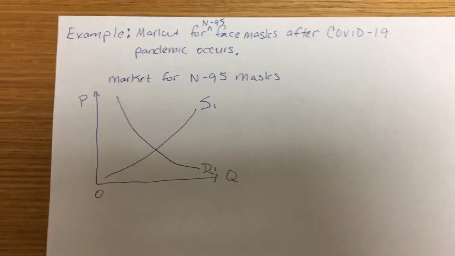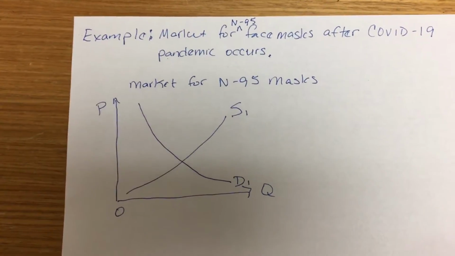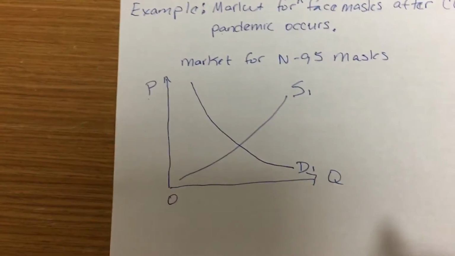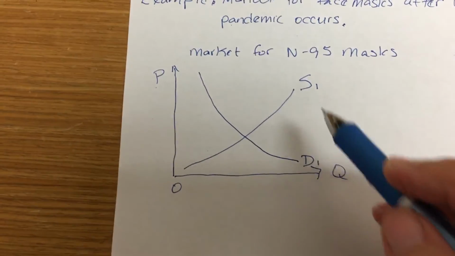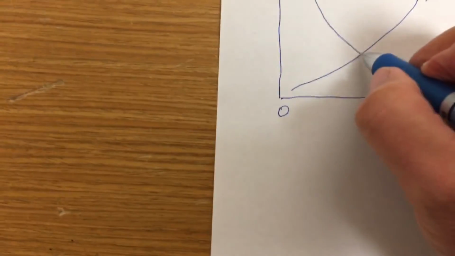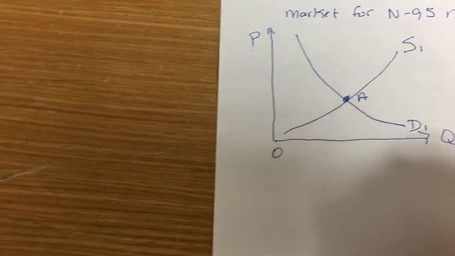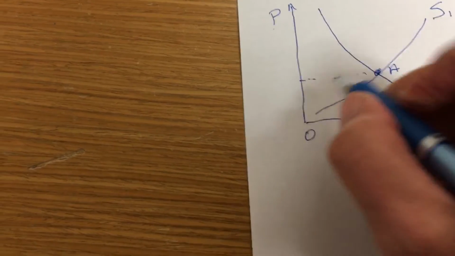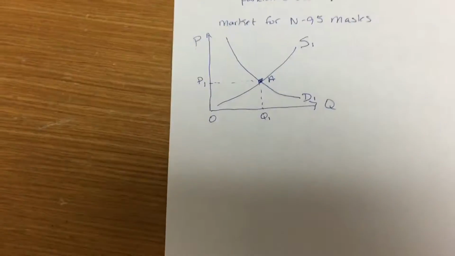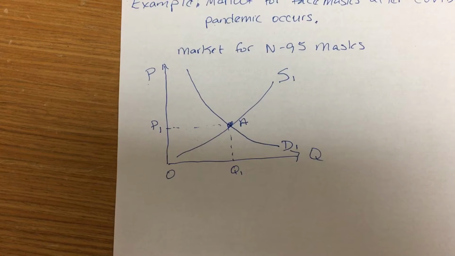So notice Yoda has already started drawing a graph, so we're looking at the market for N95 masks, and he's already set up price on the vertical axis, quantity on the horizontal axis. We have supply and demand. Let's go ahead and put our initial equilibrium. I always like to put an A there so that I will remember where I started out. And I'm going ahead and identifying my first price and my first quantity.